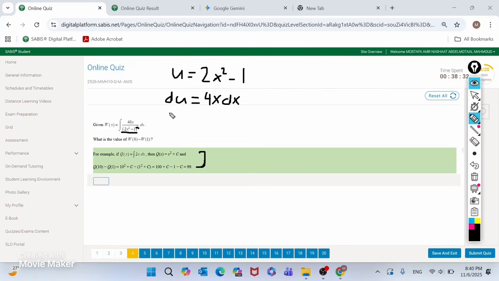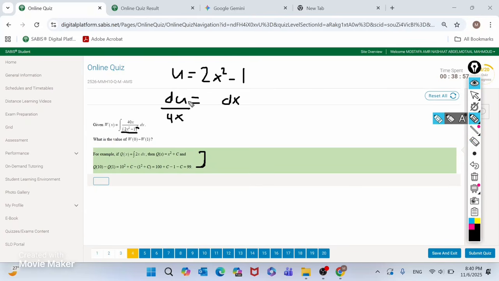Now you want to put du in terms of dx. So you're going to take the 4 to the other side. So du over 4x equals dx. You took 4 to the other side. So now you have du over 4x equals dx.